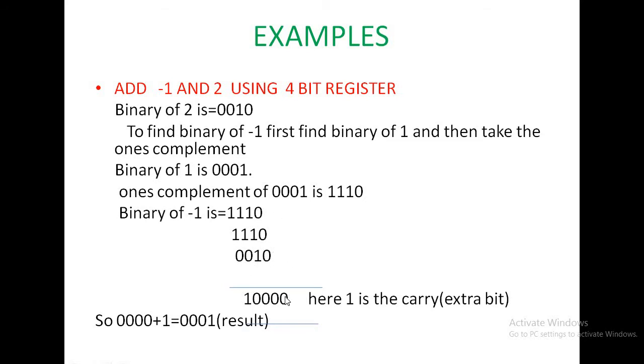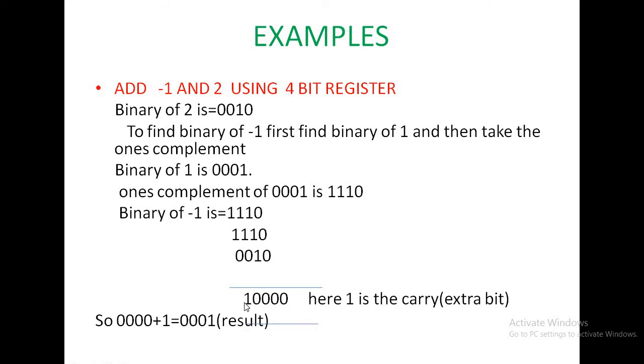Add both numbers. 0 plus 0 is 0. 1 plus 1 is 10, so 0 with carry 1. 1 plus 1 is 0, carry 1. 1 plus 1 is 10. Now, how can I know whether a carry is present or not? In the last column, 1 plus 1 gives 0 and carry 1. So this 1 is known as my carry.